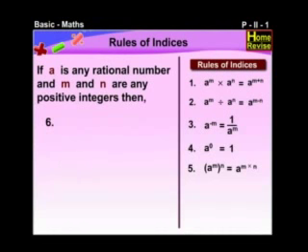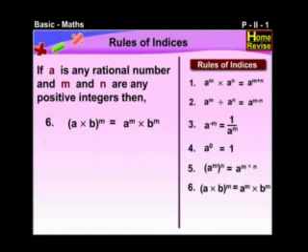The sixth rule of indices: in the bracket A into B raised to M is equal to A raised to M into B raised to M, that is, this index is given to both A and B. Take one example. In the bracket 7 into 6 raised to 2 is equal to 7 raised to 2 into 6 raised to 2.